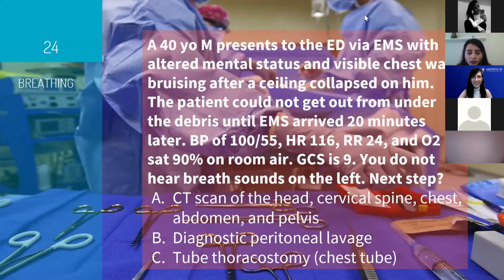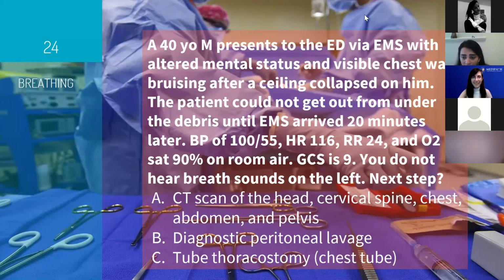So now we have a question about breathing. A 40-year-old male presents to your ER via ambulance with altered mental status and visible chest wall bruising after a ceiling collapsed on him. The patient could not get out from under the debris until EMS arrived 20 minutes later. The blood pressure is 100/55, heart rate's 115, respiratory rate's 24, oxygen saturation's 90% on room air. GCS is 9. You do not hear breath sounds on the left. What are your next steps?